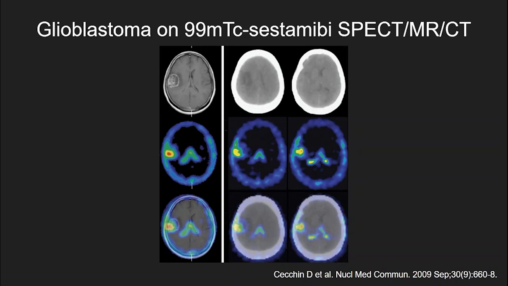So in this first example, what I'm presenting to you is an example from Sishan et al. of a glioblastoma that was visualized using 99m technetium sestamibi. And what they did was they fused the SPECT images with MRI and with CT, so you get SPECT-MR or SPECT-CT, and you can see that it nicely highlights the glioblastoma as seen on the comparison MRI and CT scans.